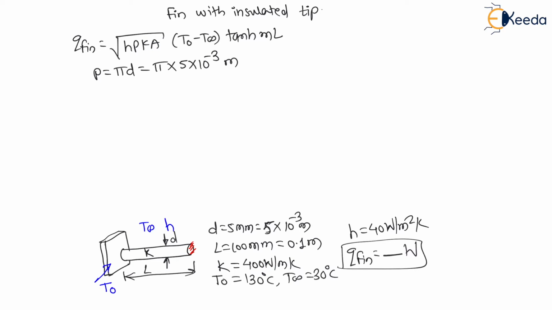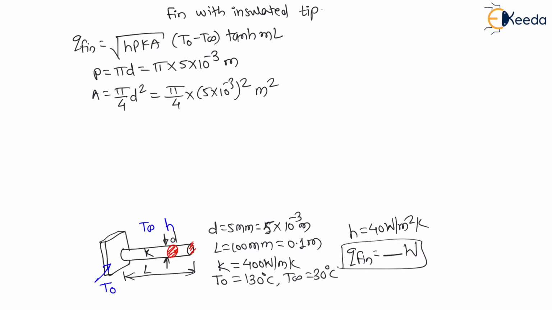Now, this fin is a pin fin, therefore the cross section will be circular. Therefore, the circular area will be pi by 4 d square, which is nothing but pi by 4 into diameter 5 into 10 to the power minus 3 whole square. This will be meter square. This is the area.